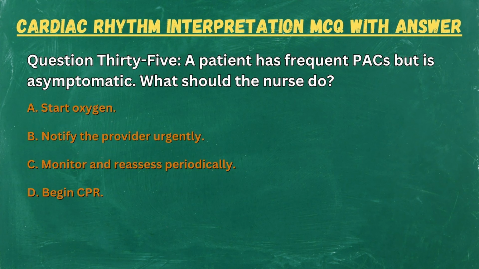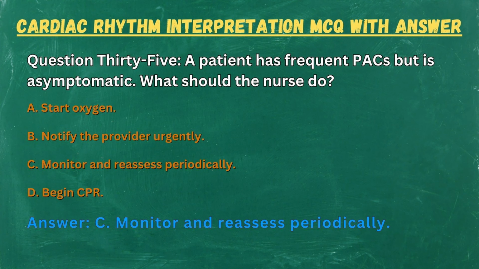Question 35. A patient has frequent PACs, but is asymptomatic. What should the nurse do? A. Start oxygen. B. Notify the provider urgently. C. Monitor and reassess periodically. D. Begin CPR. Answer: C. Monitor and reassess periodically.